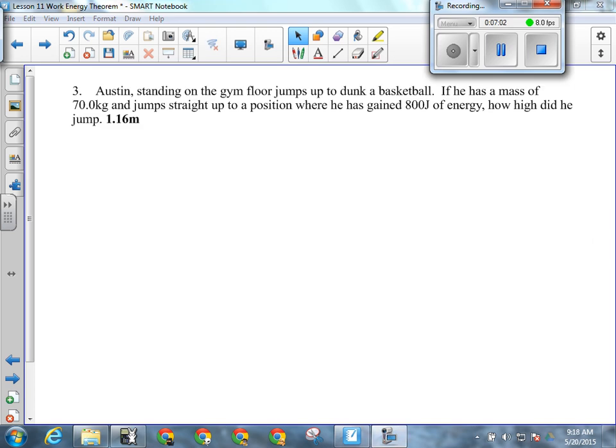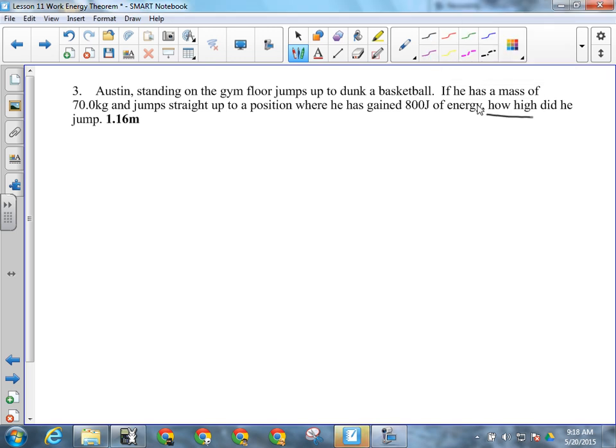Okay, let's have a look at number 3 here, guys. So, a person stands on the gym floor and jumps straight up to dunk a basketball. What kind of energy are they changing? If they're jumping straight up, they're changing potential energy, not kinetic. They're not changing their speed. Does it ever mention any speeds in here? Okay, and the question asks us how high did they jump? Well, that's part of potential energy.